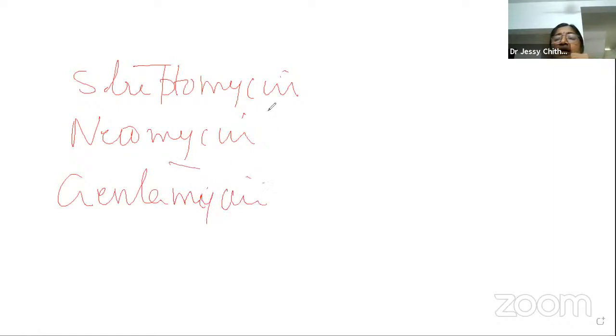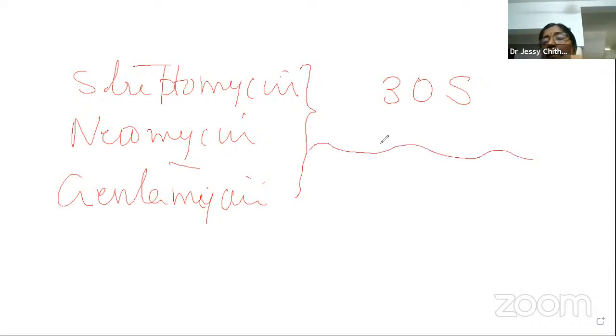So these are the irreversible inhibitors, which act as bactericidal agents. How does this act? They will change the conformation of the 30S ribosomal subunit of the prokaryotic ribosome, which leads to misreading of mRNA. Understand? Misreading of mRNA.